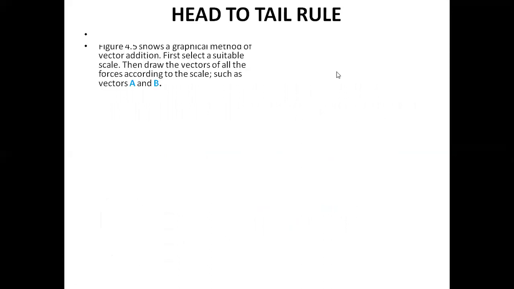Now, in this case, figure 4.5, let's say this is the figure we want to show. There are two vectors, A and B, which are acting along the north, east, west side of the plane. The graphical method of vector addition is: first select a suitable scale, then draw the vectors of all the forces according to the scale.